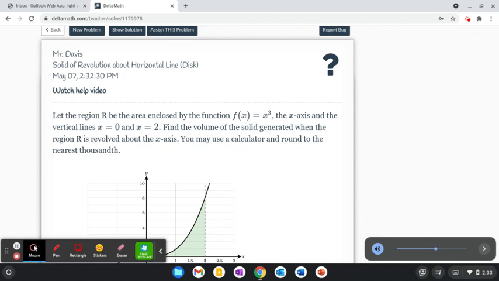Hey guys, in this video we're going to be doing one of our last few topics here in AP Calculus, and this one is on finding the volume of what's called a solid of revolution.